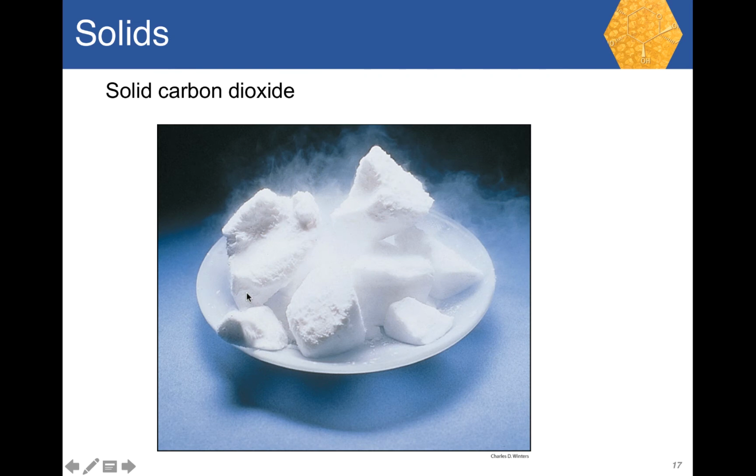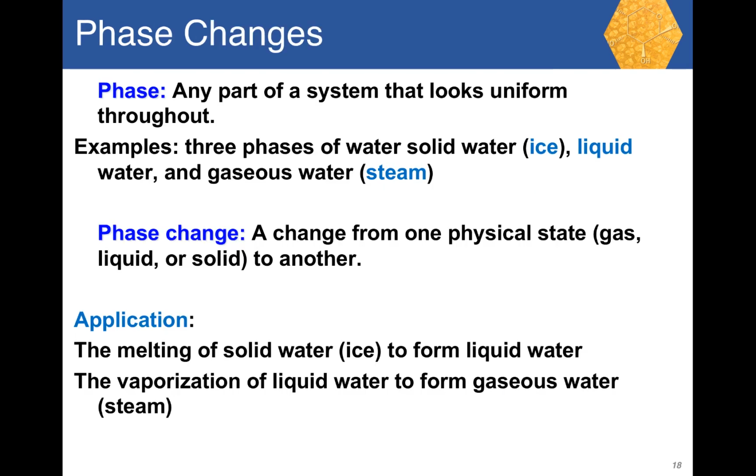Here is solid carbon dioxide. Of course, as you know, solid carbon dioxide is dry ice. And of course, carbon dioxide is a gas. So once you take it directly to the solid phase, it becomes dry ice. This carbon dioxide is unique. It does not liquefy, it goes directly from carbon dioxide gas into the solid phase.